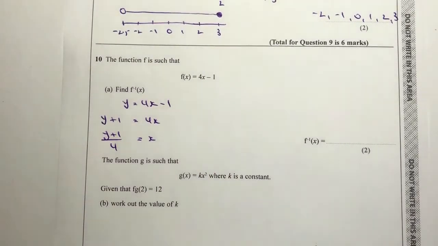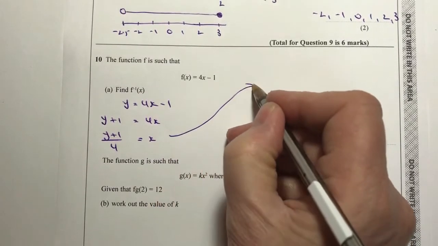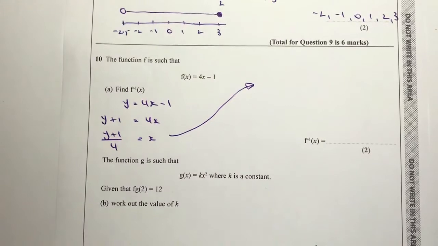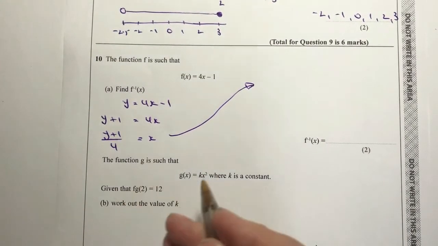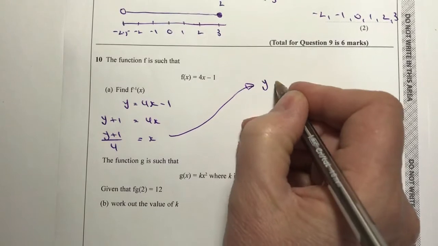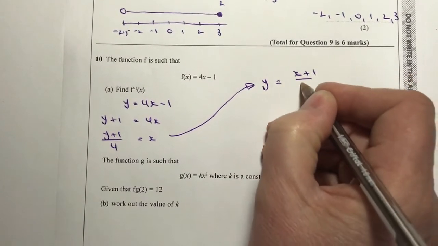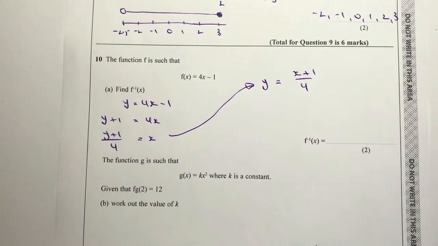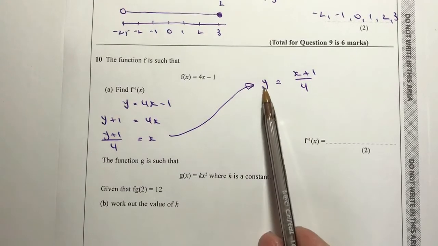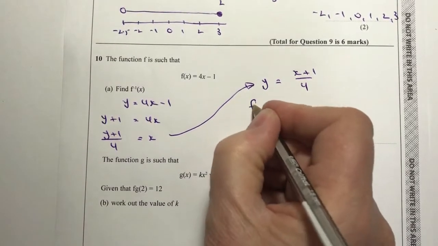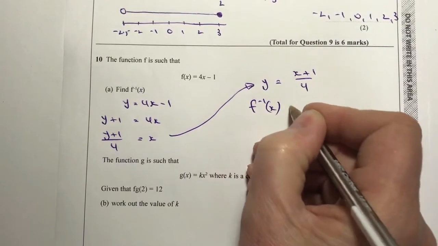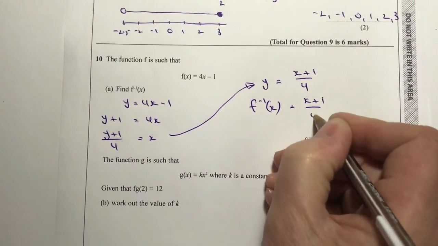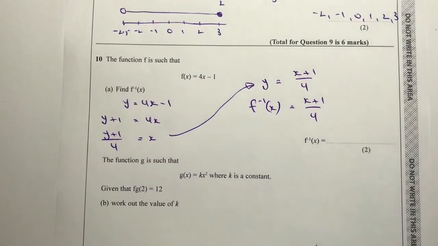Okay, and then I basically change this value of x to the value of y, and I write it the other way around. So y equals x plus 1 over 4. Okay, it's just a technique and it's just a way of doing it. And then the final little bit is I change that y back again to f to the power of -1 of x equals x plus 1 over 4, and that's actually the answer to this particular question.